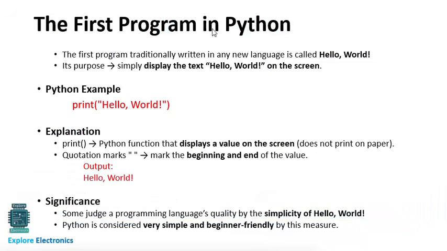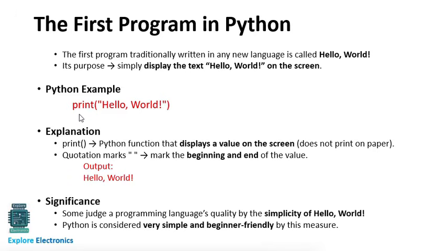These are all the concepts I have discussed till now. Let us see the first program in Python, which is Hello World. The first program traditionally written in any language is called Hello World. Its purpose is to simply display the text Hello World on the screen. It is very simple to write Hello World in any language. That's why the first program in any language is Hello World. It will be very easy for anyone to write it. In Python, you have to write it like print, in brackets, in double quotation, hello world, which is very simple.